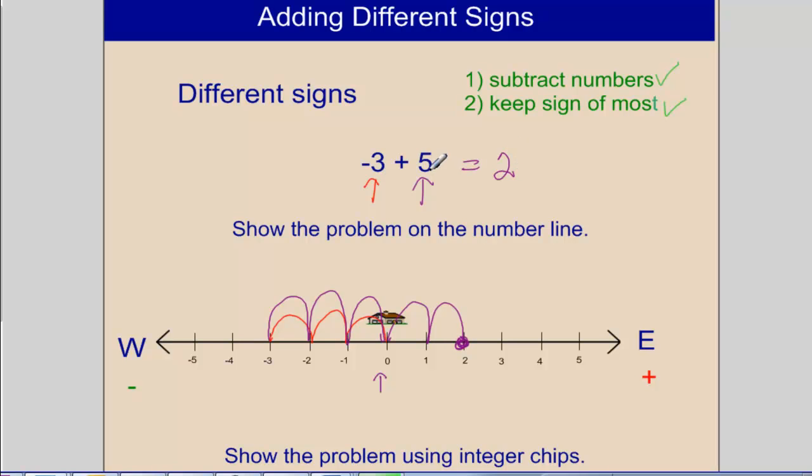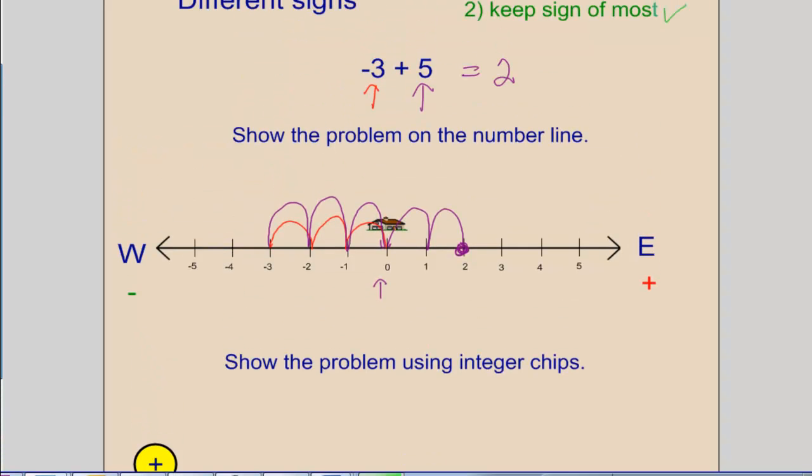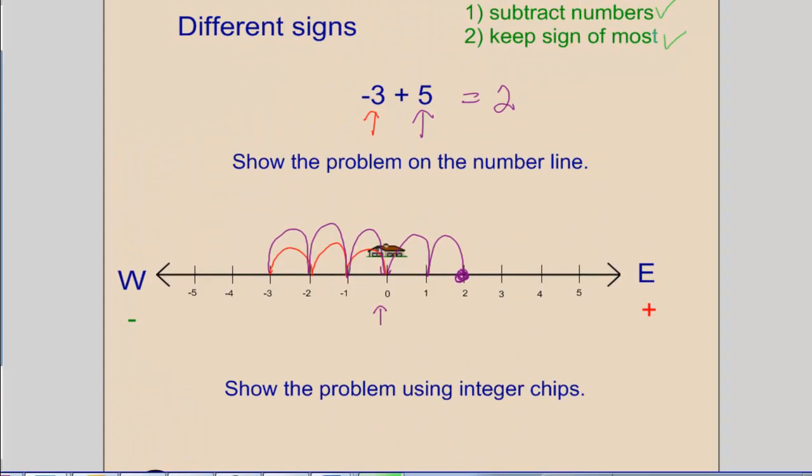Again, we're subtracting the numbers. 5 minus 3 is 2, and we have more positives than negatives, so it's a positive 2. Going down to use the integer chip model, we're going to drag out negative 3. So we're going to drag out 3 negatives, and we want to keep in mind that negatives and positives cancel each other. That's really important. Anytime you have a positive and negative together, they actually cancel each other to equal 0. That's referred to as a zero pair.